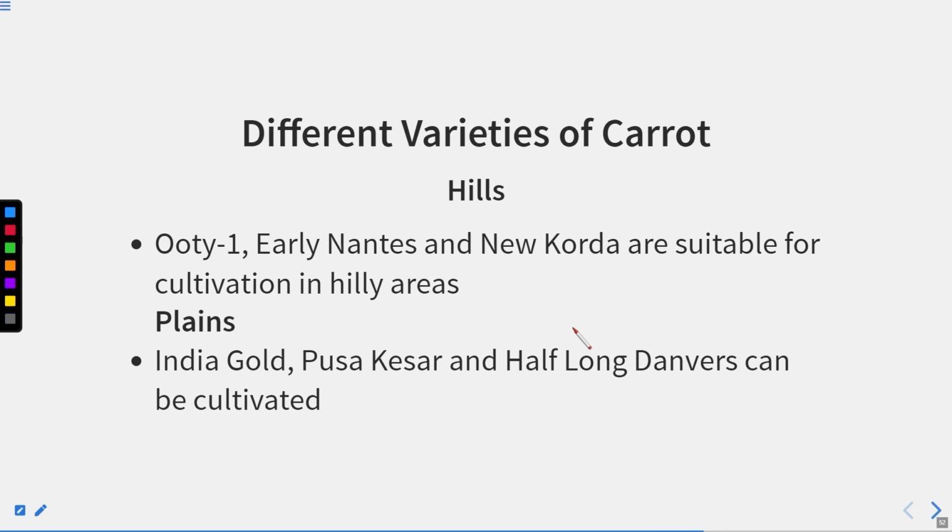Now different varieties of carrot, we are having different varieties, and the varieties that are grown in the hilly region, right? So UT1, Early Nantes, and New Kuroda are suitable for cultivation in the hilly area. So three varieties are there for the hilly region, that is UT1, Early Nantes, and New Kuroda. These three varieties are grown in the hilly region.